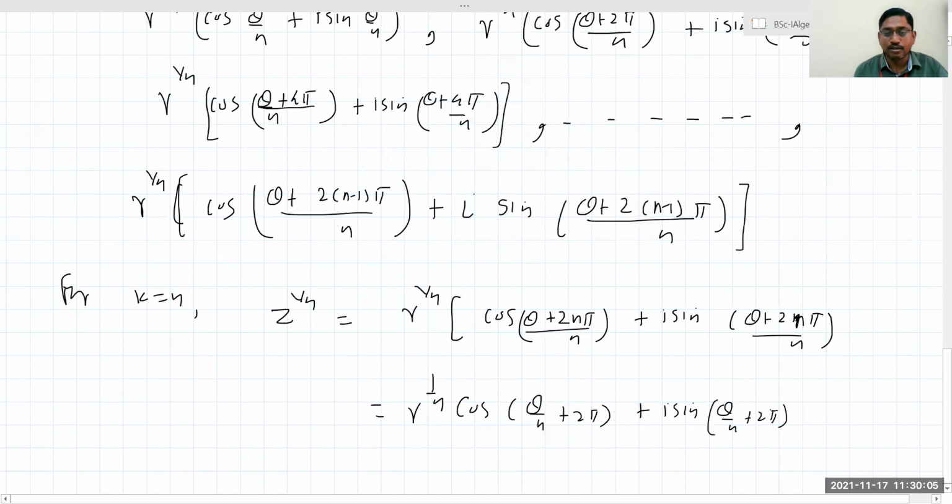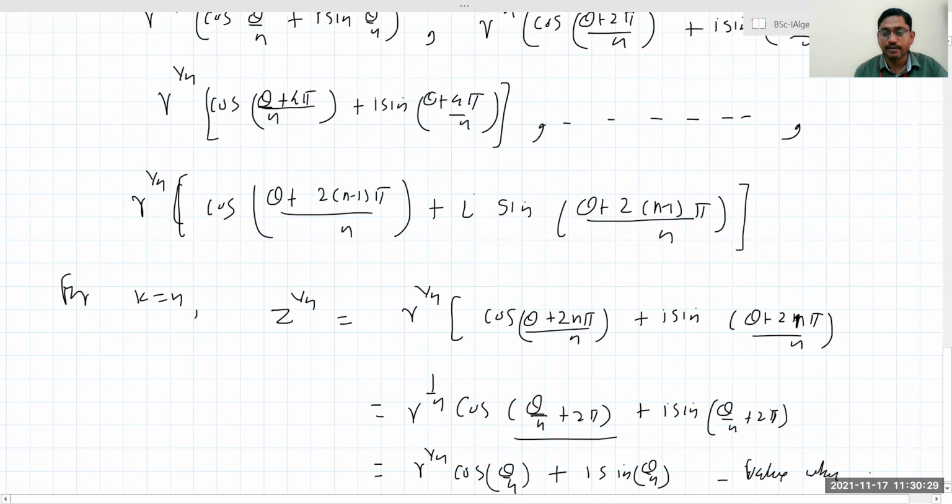And what is cos of theta upon n plus 2 pi? Cos has a period of 2 pi, so cos of x plus 2 pi is nothing but cos x. What is x? x is theta upon n. Similarly for sine, so you get the first value. This is the first value.